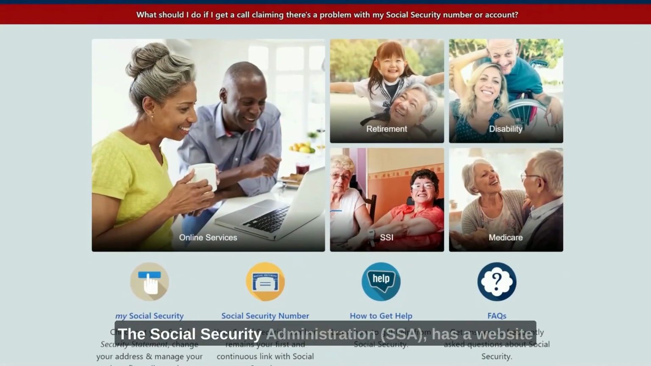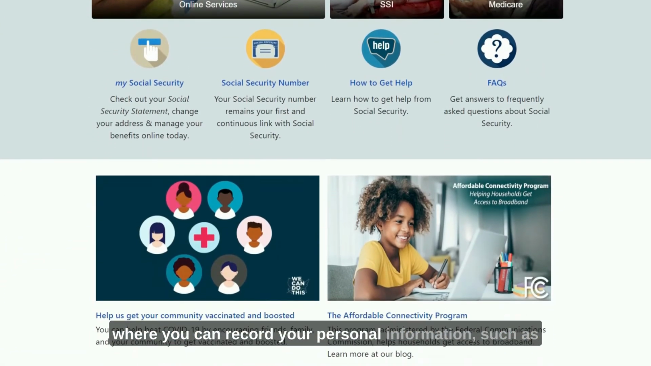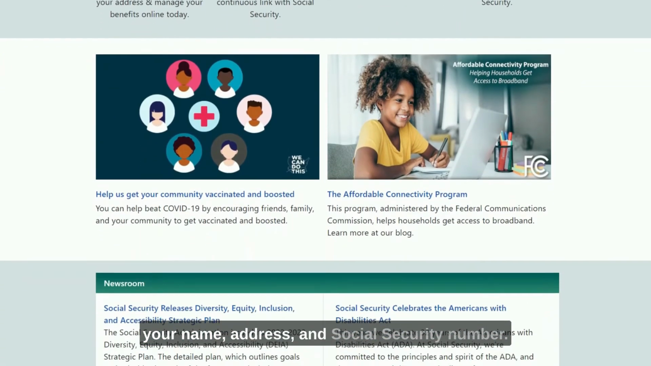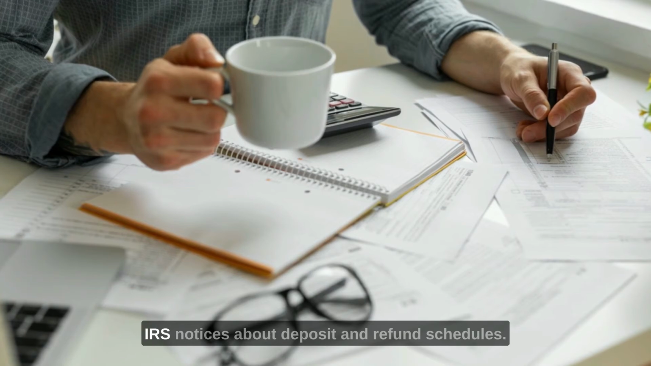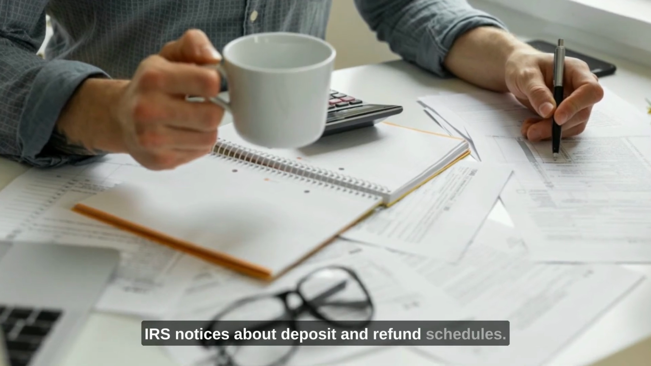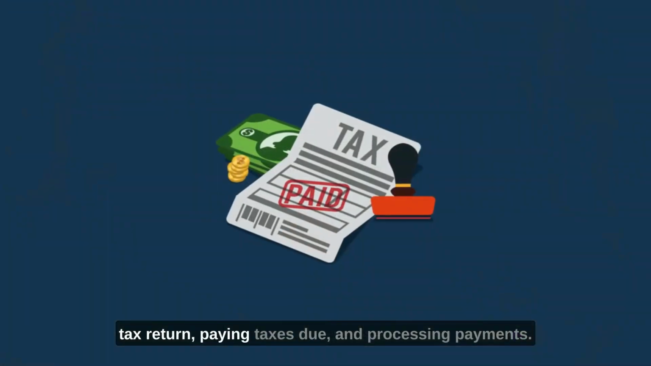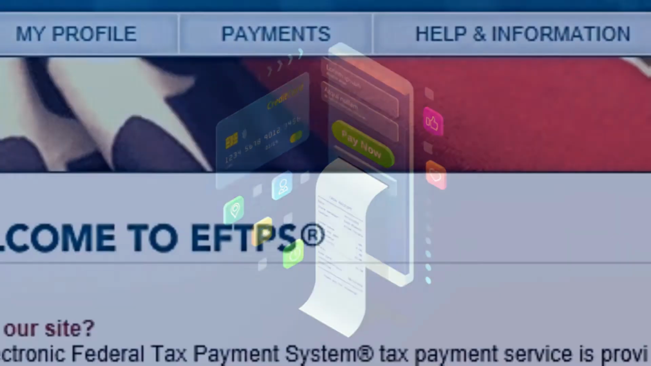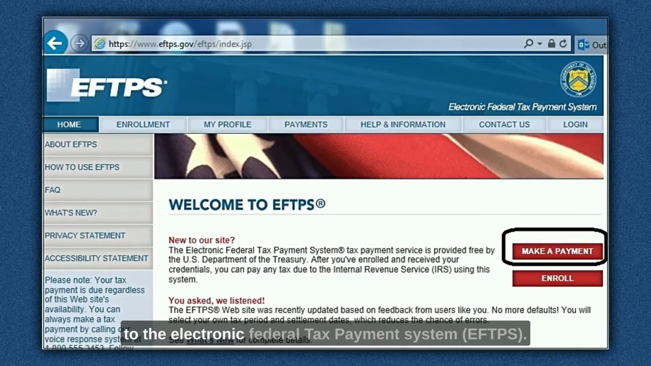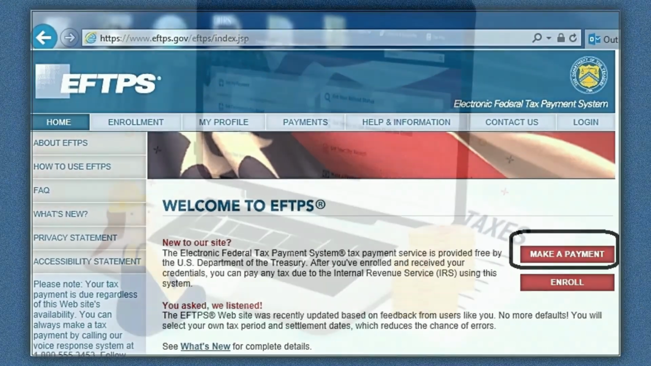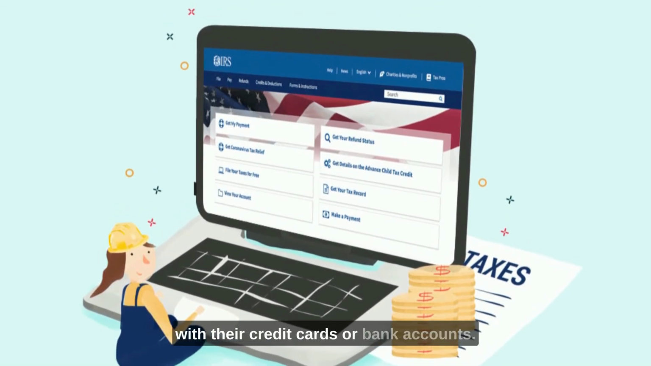The Social Security Administration, or SSA, has a website where you can record your personal information, such as your name, address, and social security number. You can also get tax-related notices, including IRS notices about deposit and refund schedules. The SSA also has online services for filing a tax return, paying taxes due, and processing payments. The IRS also has a website that links directly to the Electronic Federal Tax Payment System, or EFTPS. This system allows taxpayers to make electronic payments with their credit cards or bank accounts.